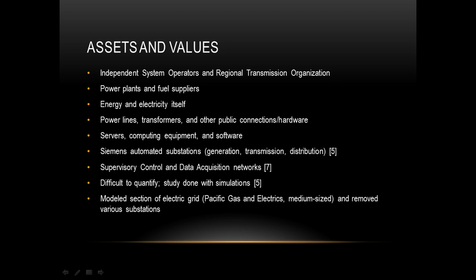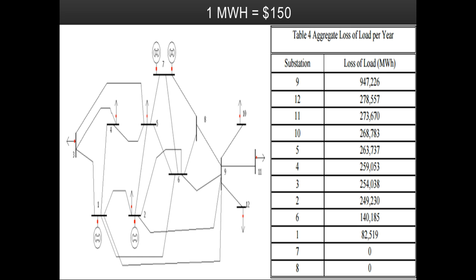However, to find out the values, it's difficult to quantify. So there was a study done with simulations. The study was done by Rutgers University, which modeled a section of the electric grid using the Pacific Gas and Electric's medium-sized sample and removed various substations to see what kind of impact it would have. This picture shows the sample that they used.